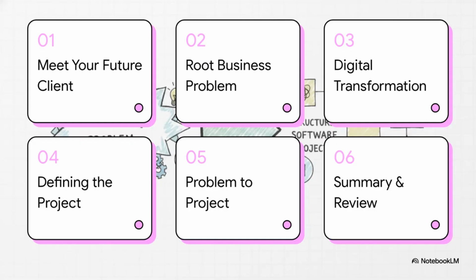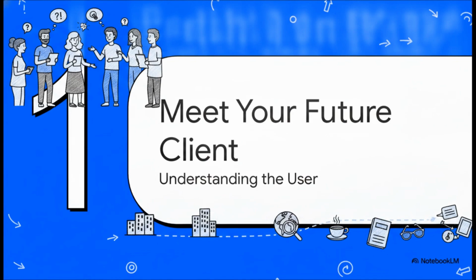So, here's our roadmap for today. First, we'll meet your future client. Next, we'll dig into the root business problem. Third, we'll cover manual to digital transformation. Fourth, defining the software project. And finally, getting from the problem to the project. All right, Section 1. Meet your future client.